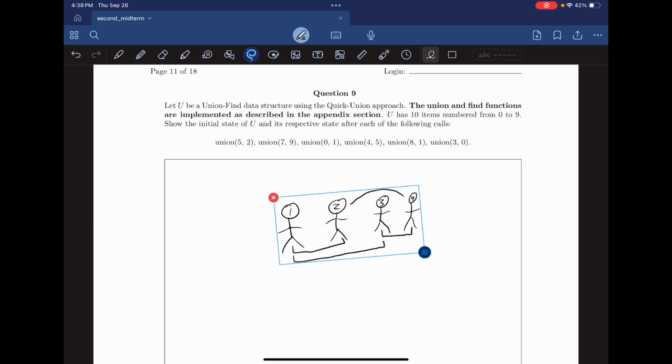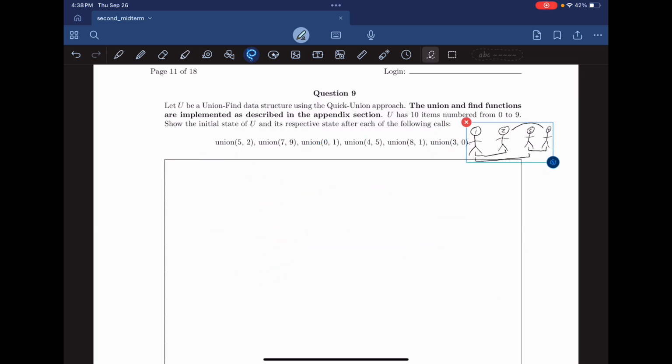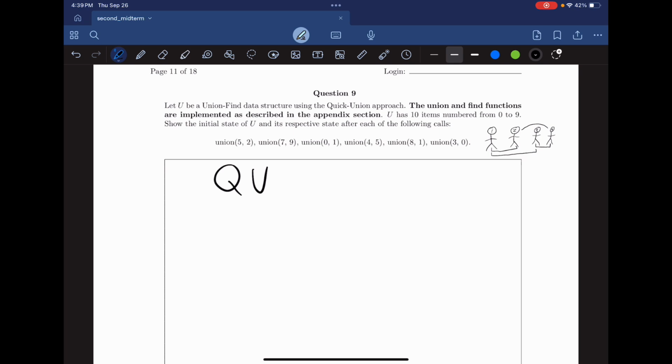So this union find data structure has two main methods that people typically use to implement it. We've got the quick union method, which is the one that this problem is going to ask us to use, but I'm going to talk about both real quick. We've also got the quick find method.